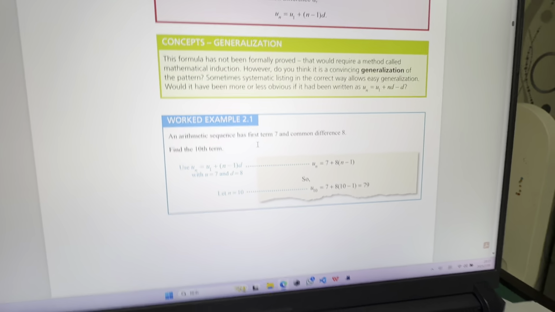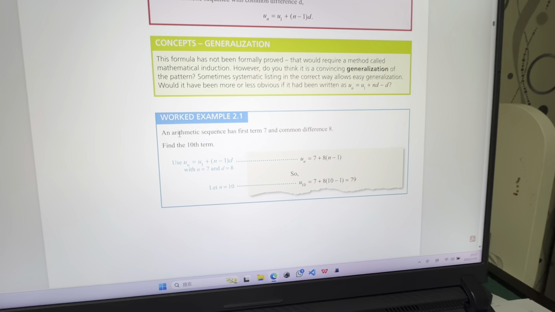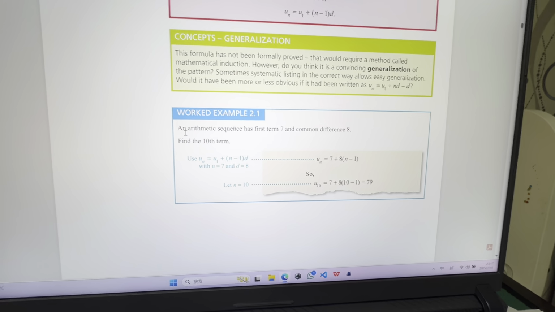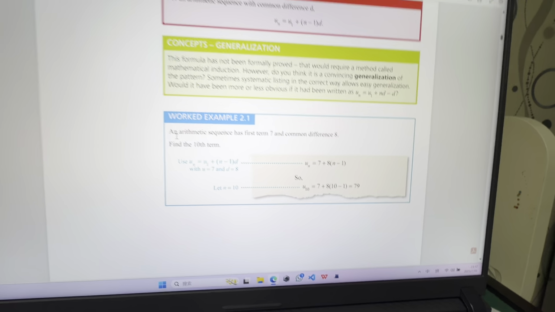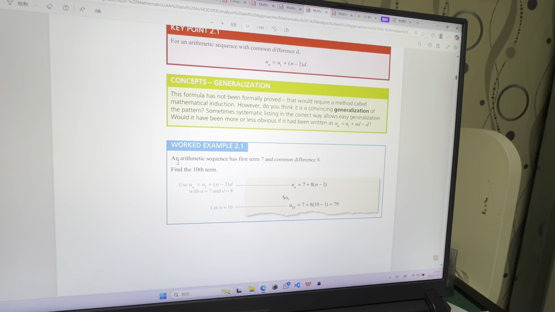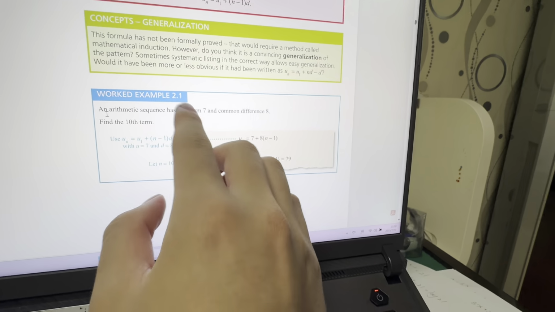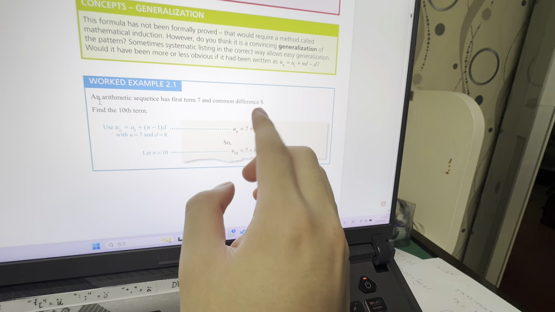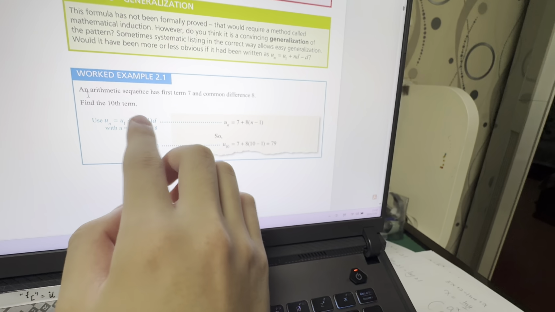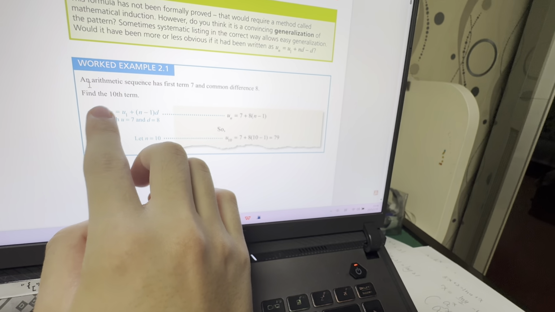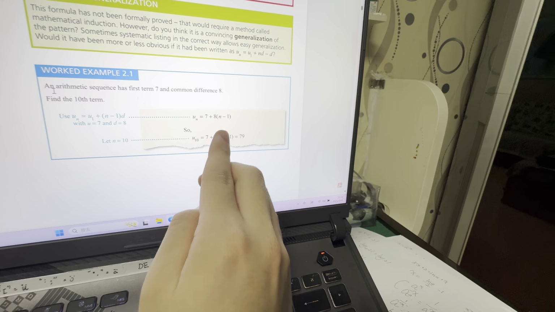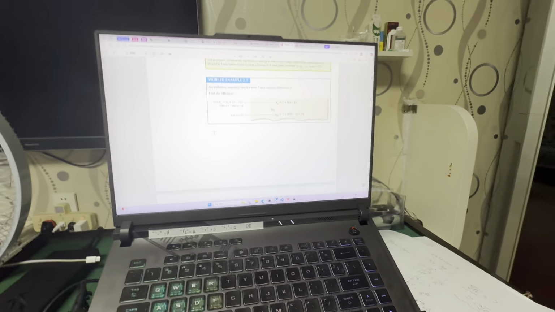So here's an example. An arithmetic sequence has first term 7 and common difference 8. Find the 10th term. We know that Un is equal to U1 plus (n minus 1) times D. So we just put all the data we have in here. First term 7 means U1, common difference is D, which is equal to 8, and the 10th term is the n here, so it should be U10. U10 is equal to 7 plus 8 times (10 minus 1), which is equal to 79.